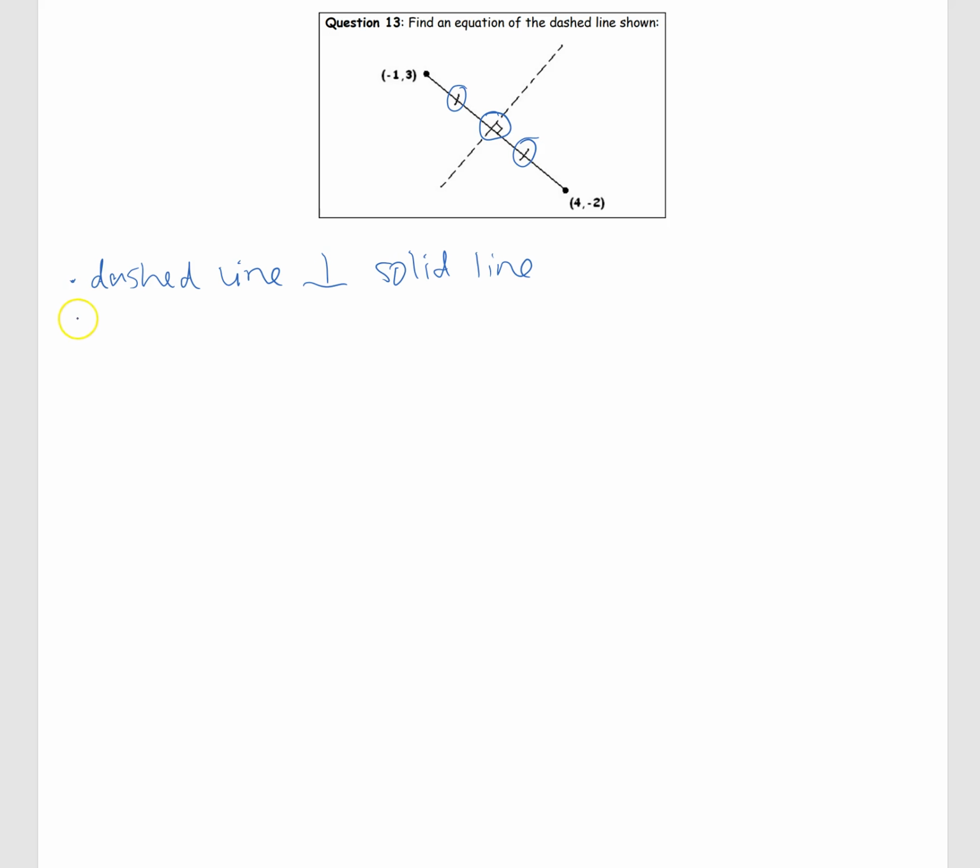So that means that the dashed line crosses at the midpoint of the solid line. So this is what we can figure out from the picture, and we also have the points on the end of the line segment of the solid line. So to start out, let's figure out what the slope is of our dashed line.